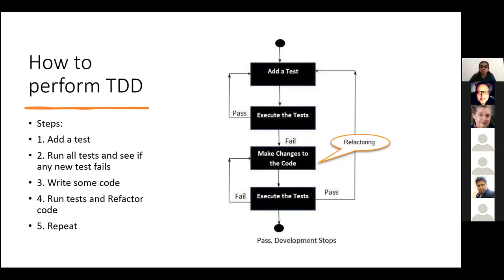Okay, this is the exact step a developer takes, which we briefly talked about. He has to add a test, run all the tests, see if it is failing, write some more code, then run the tests, refactor the code again and repeat. This is the flow. Going next.